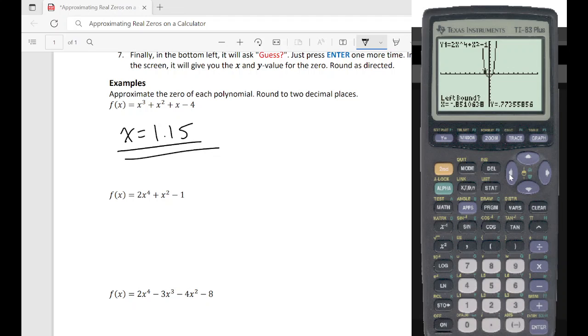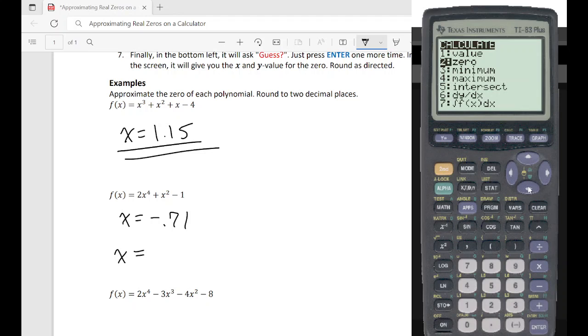I'm going to do the left one first. So we're going to go over to the left one and go over to the left of it. Hit enter. Then go back. Then go a little bit to the right of it. Enter. And then guess. And we're going to get x equals negative 0.71. But again, we have 2, so we're going to do it one more time.